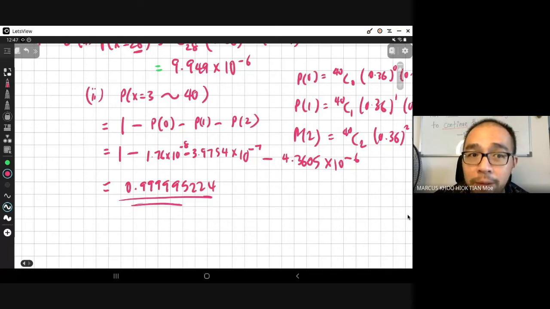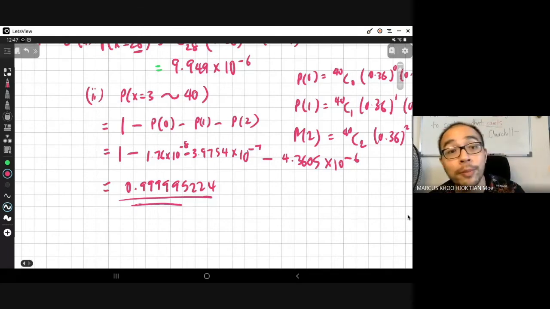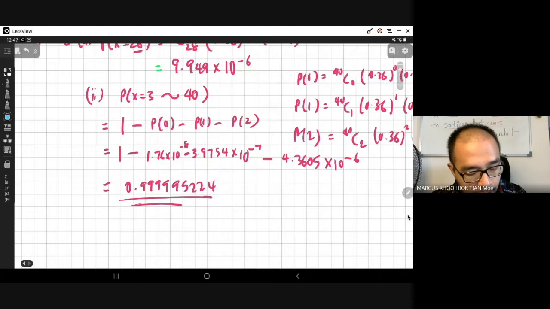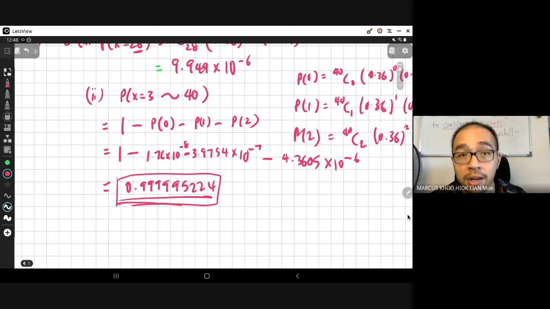Definitely cannot be 1, because the total probability is 1. Mana boleh satu tolak semua ini sama dengan satu juga? Cannot be, right? Okay, so just a little bit of advice. If it comes to this, then I would suggest that you write the entire answer in your calculator out. Some books will probably stop here, 0.999995, and then stop. Okay, boleh.